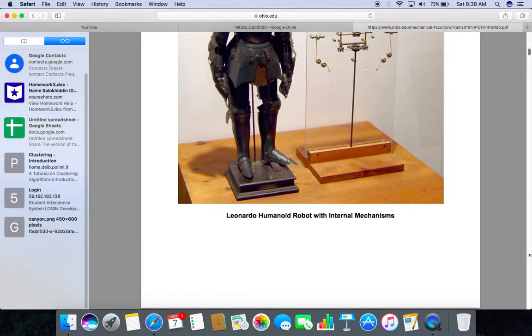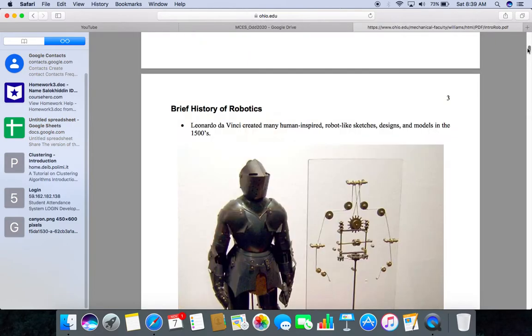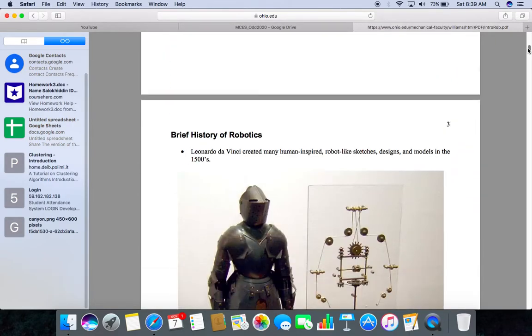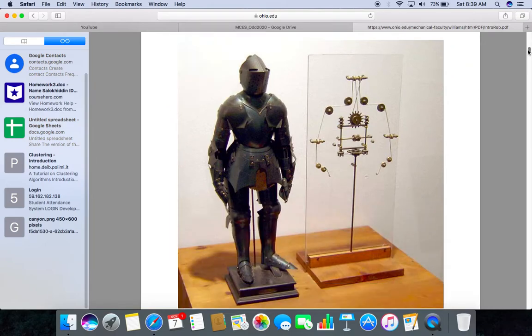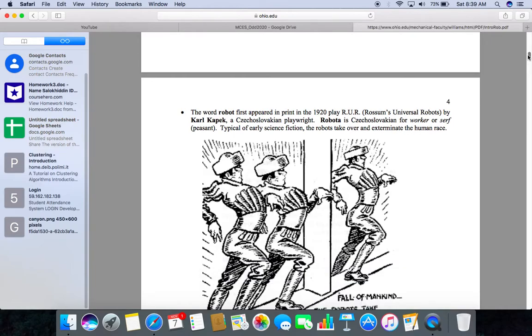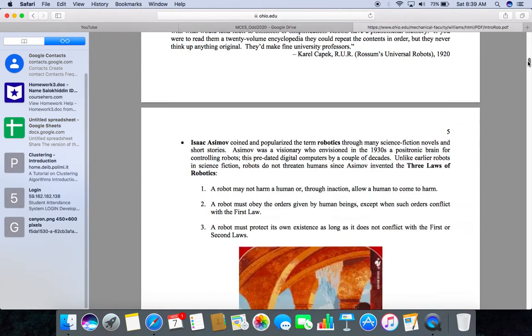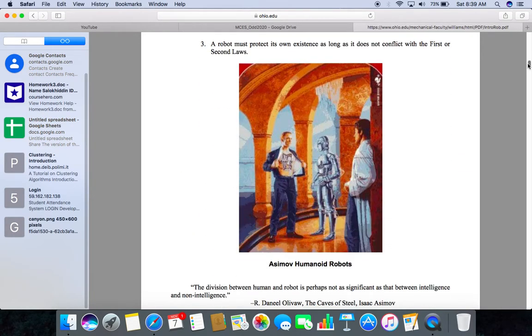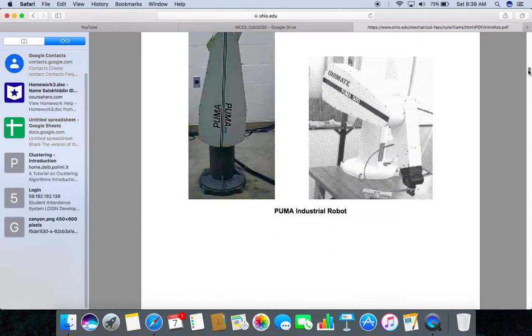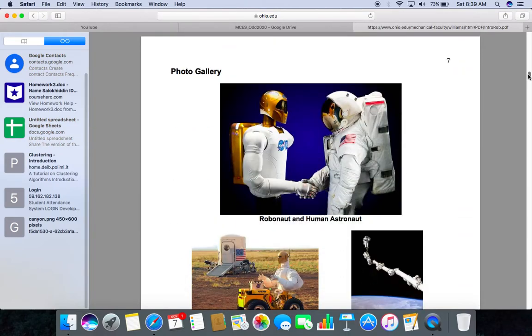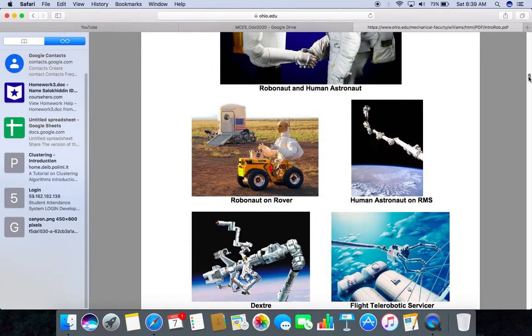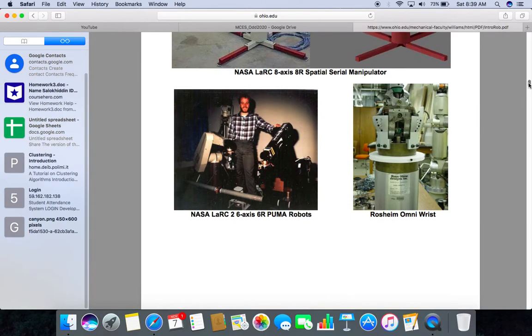In the last class, we have given a brief history of robotics, then how the concept came, Asimov humanoid robot, then the industrial robot Puma, then different photos of how the robots can be used, different examples.